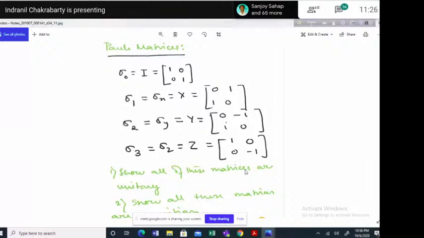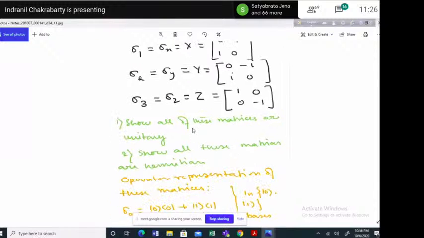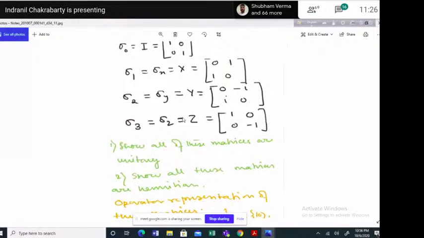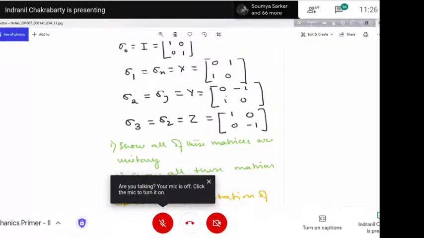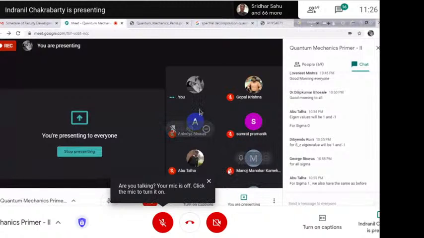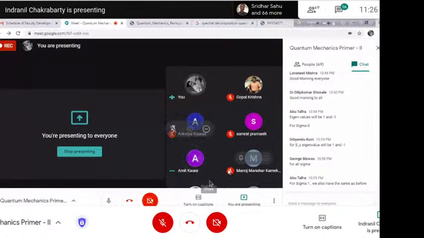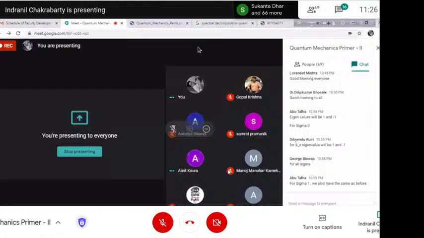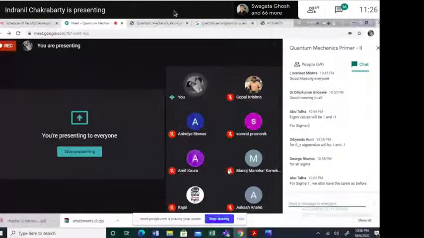Sigma 0 and sigma 3. But the other 2 are not diagonal in the 0 1 basis. So tell me in which basis sigma 1 and sigma 2 will be diagonal? Sigma 3, sir. Sorry? Sigma 3. Sigma 3 is diagonal in this basis, right? And in which basis will sigma 1 and sigma 2 be diagonal?